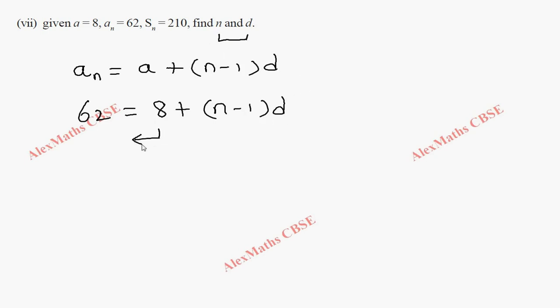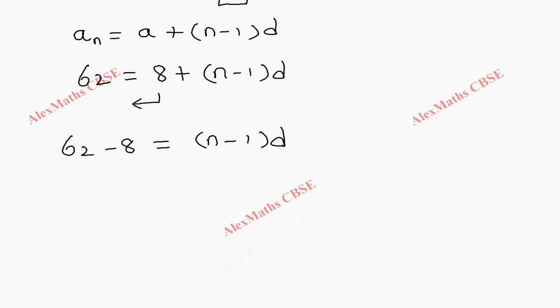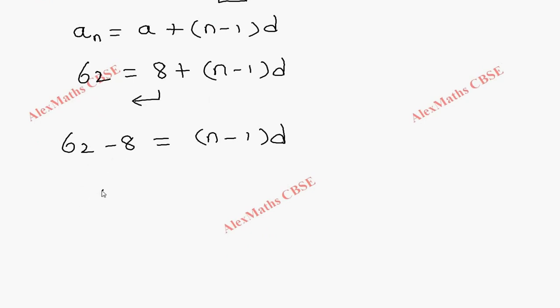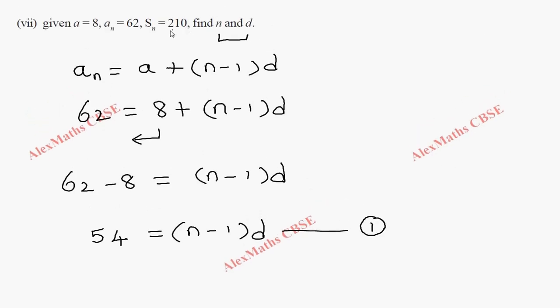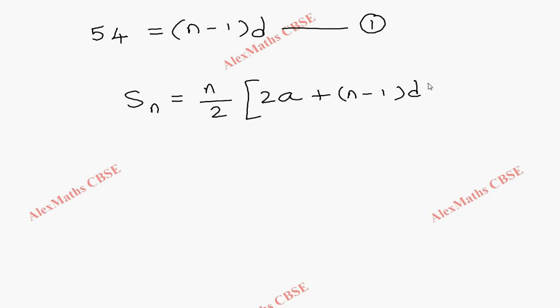Now we take this term to the other side and subtract. So 62 minus 8 equal to (n minus 1) into d, written as it is. After subtraction, this becomes 54, which is equal to (n minus 1) into d. Let's keep this as the first equation. Now coming to the other value Sn, which is given as 210. Let's write the Sn formula, which is n by 2 into (2a plus (n minus 1) into d).